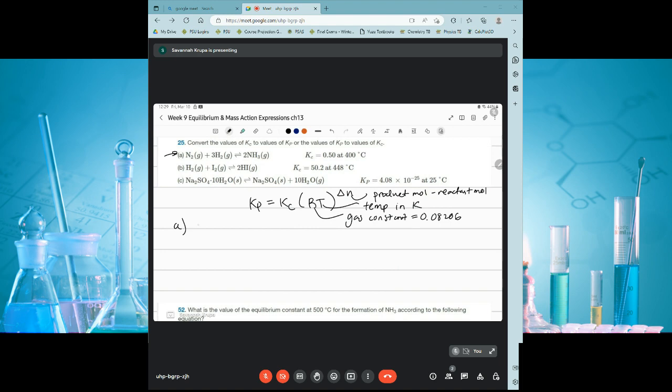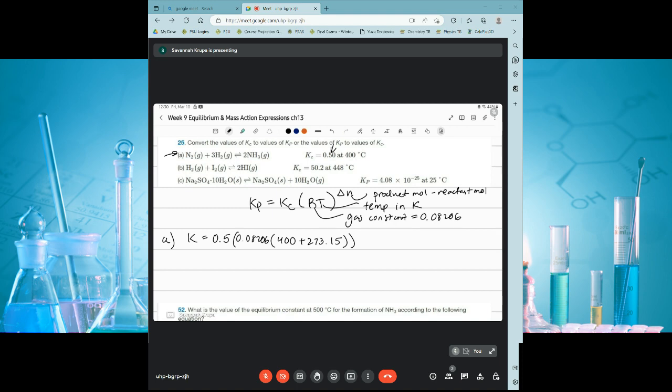So in the first problem here for 25a, we are working with a Kc value, and so now we will be converting to Kp. So for Kp, it'll equal Kc value, and it gave us in the problem as 0.5, multiplied by the gas constant, which is the 0.08206, and then multiplied by the temperature, which is going to be the 400 degrees Celsius that it gave us, but plus the 273.15, which will give us the correct temperature in Kelvin instead of Celsius. And then now we need to raise it to the power of delta N.